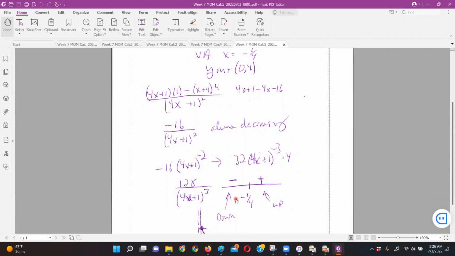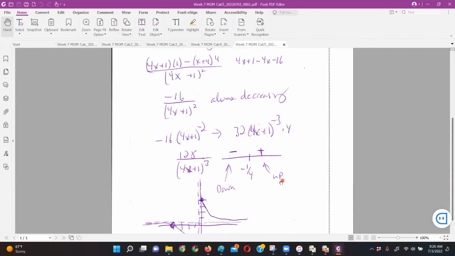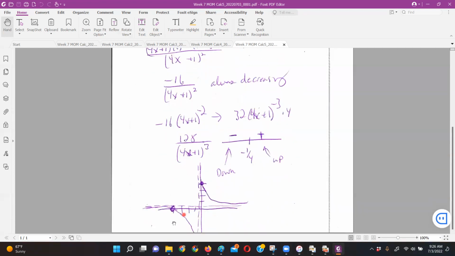So left of -1/4, like at -10, that'll be negative cubed, which is still negative. So I'll make the second derivative negative, telling me that's concave down. And to the right of -1/4, like 0, it's going to be positive. So that tells me it's concave up. And that confirms what I saw, what I drew.